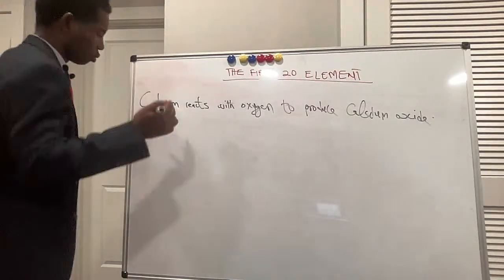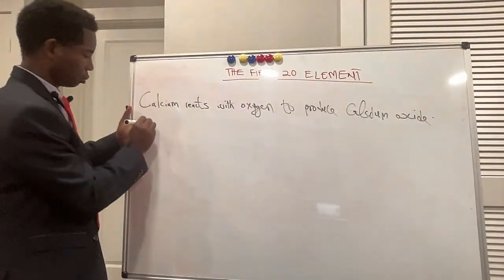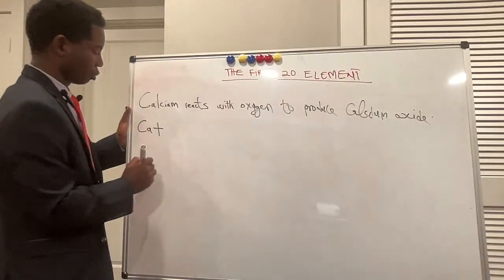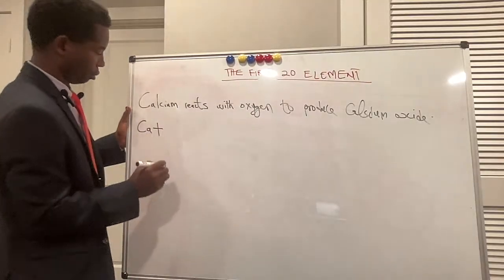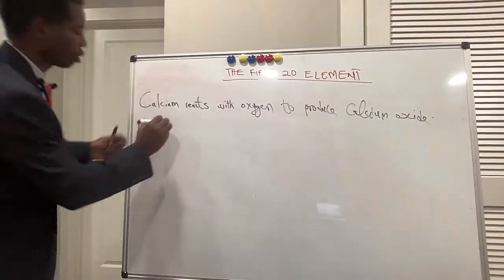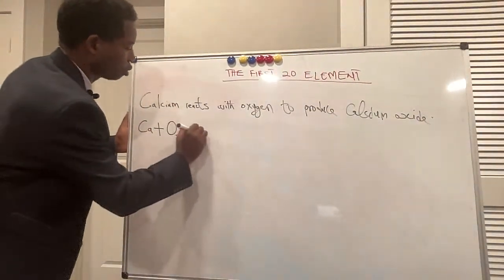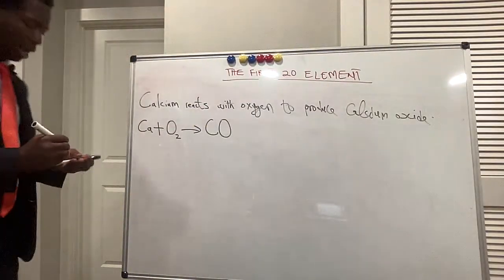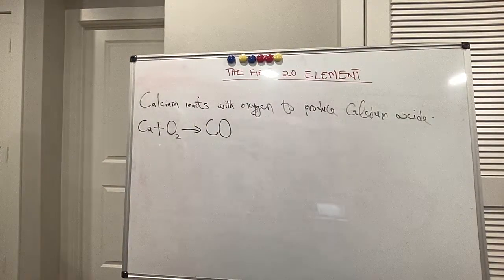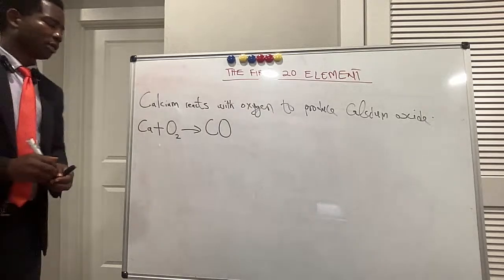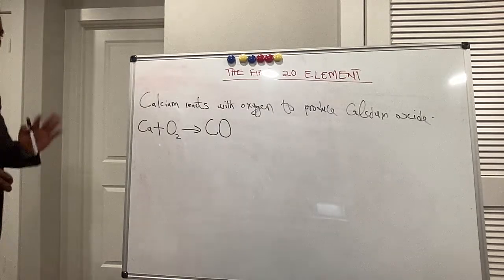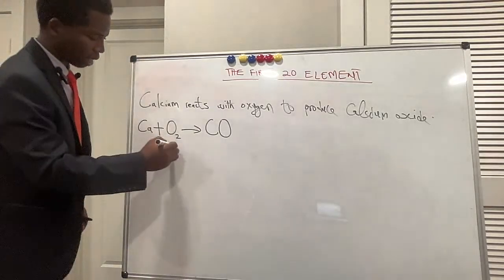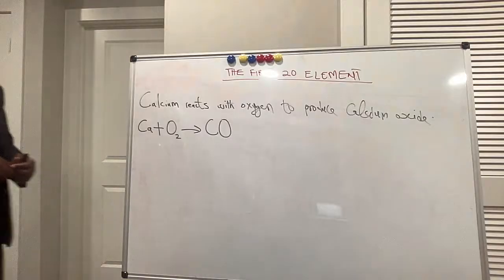So now, when calcium reacts with oxygen, it is going to give us what? Calcium oxide. When calcium reacts with oxygen, it gives us calcium oxide. We are going to look at some features in this reaction.